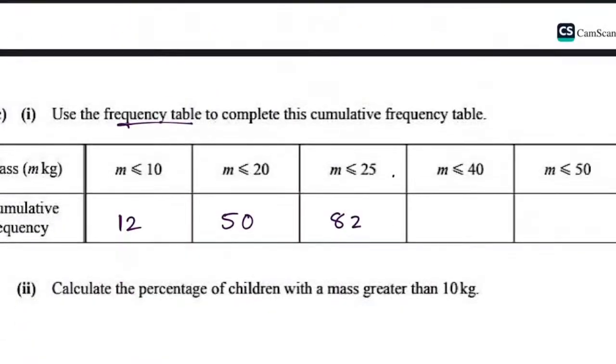Okay. So we got to do it. We get 132. That's the one. So cumulative frequency, you'll be adding as you go from one to the next, to the next, to the next, to the next, and to the next. You'll be adding the frequencies.